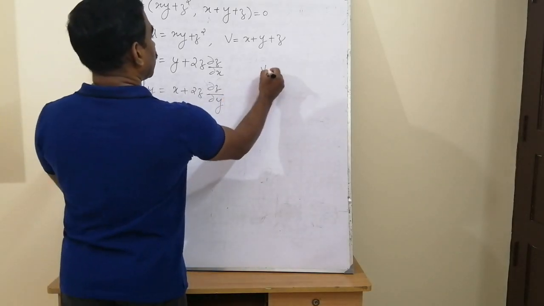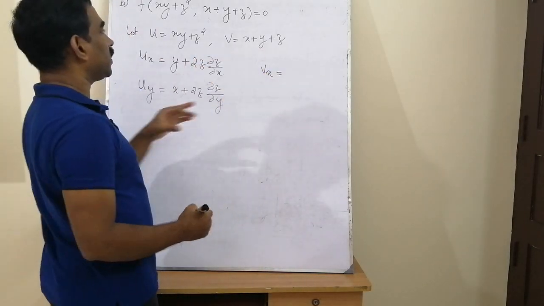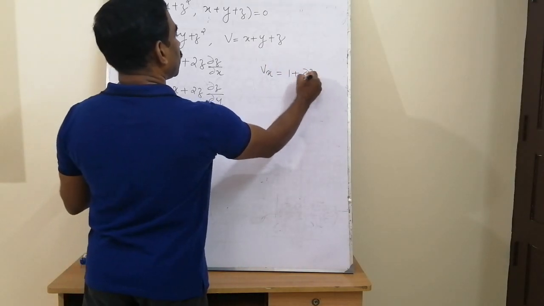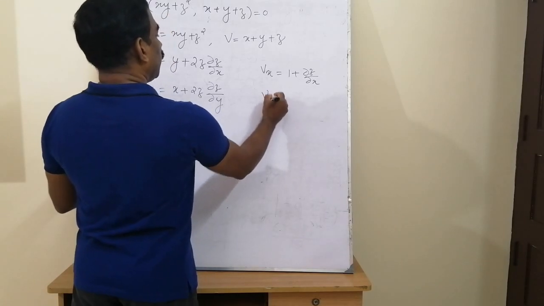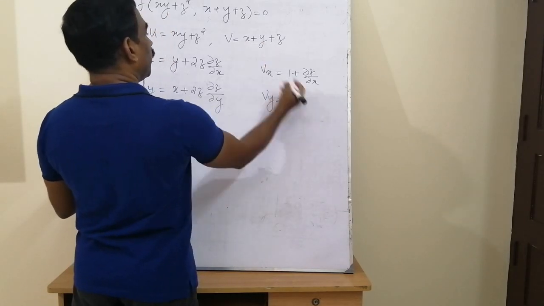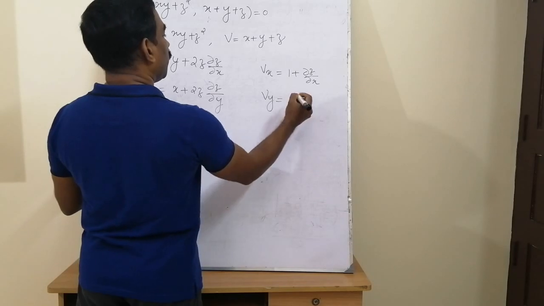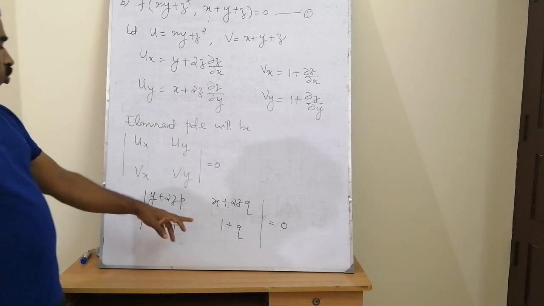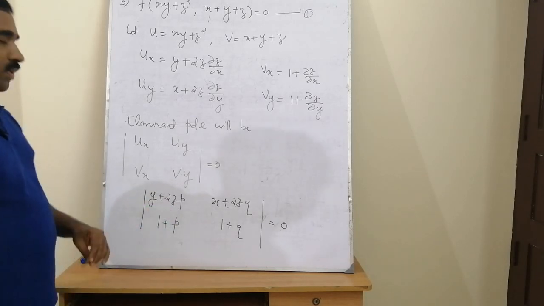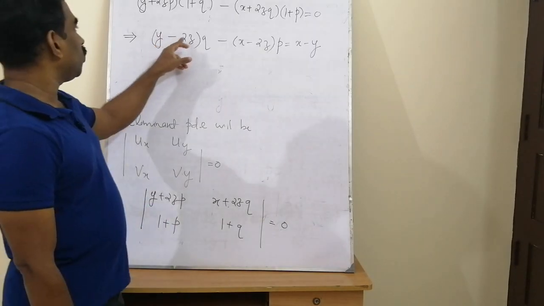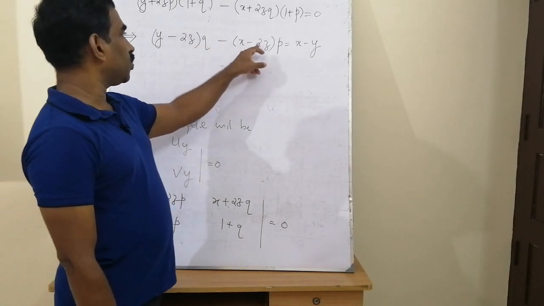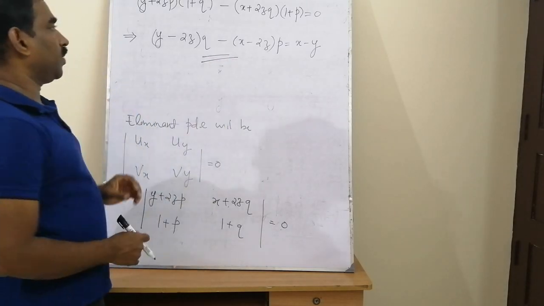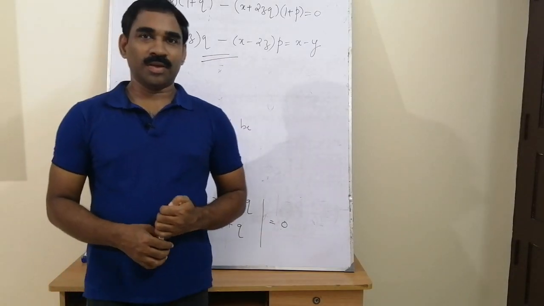And similarly vx, v is equal to x plus y plus z, and what is vx? vx is 1 plus 0 plus ∂z/∂x, and vy is 0 plus 1 plus ∂z/∂y. Now expanding this 2 by 2 determinant, we get the required partial differential equation as (y minus 2z) into q minus (x minus 2z) into p is equal to x minus y. So this is the required first order partial differential equation. Okay, thank you.